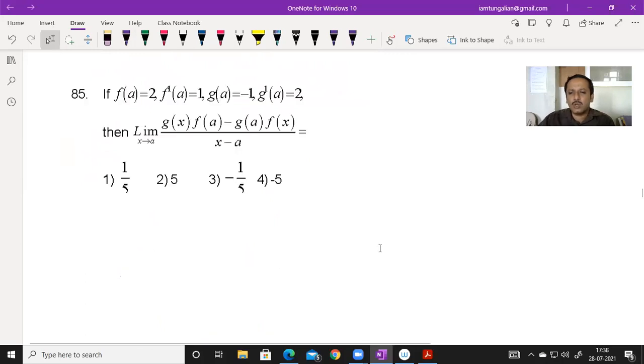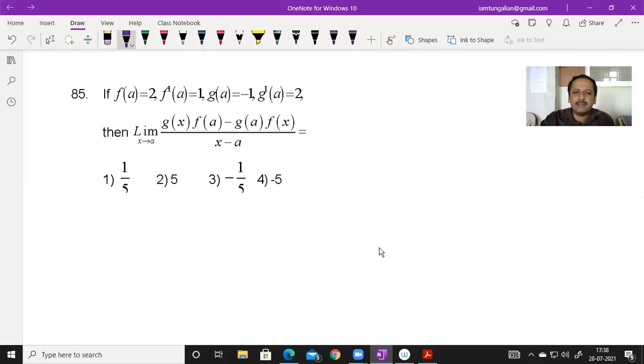Okay, so look at the next question. Question number 85. If f of a is 2, f dash of a is 1, g of a is minus 1, g dash of a is 2. Then limit x tends to a, g of x into f of a minus g of a into f of x divided by x minus a.